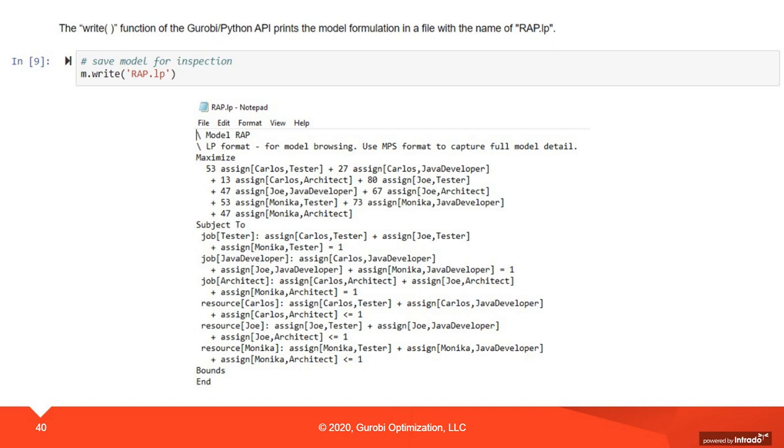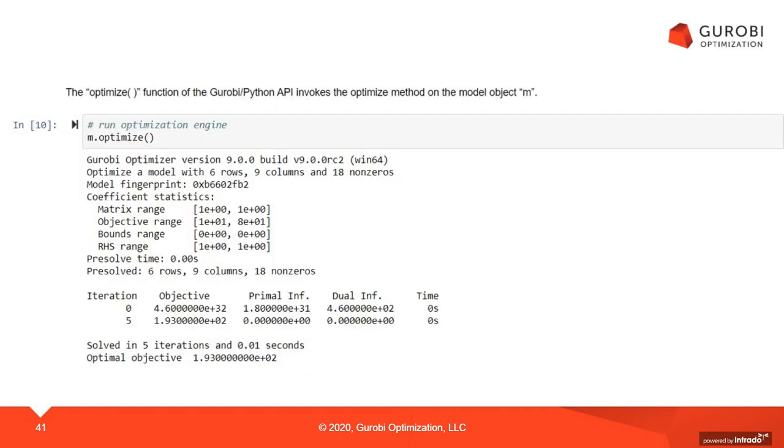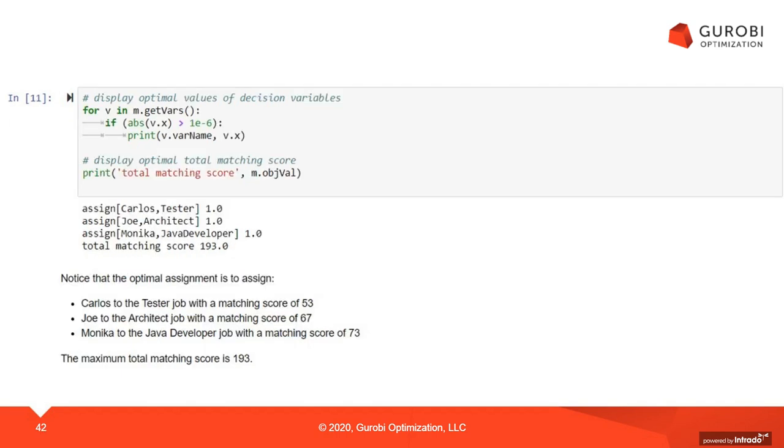So Gurobi in memory has properly generated this problem. So now you don't need to worry about how to solve it. You just use the optimize function to invoke the optimization model to solve the model object M, and Gurobi will solve it. Gurobi will create a log file that I don't have time to explain in this webinar. So it will solve relatively very fast, in 0.01 seconds.